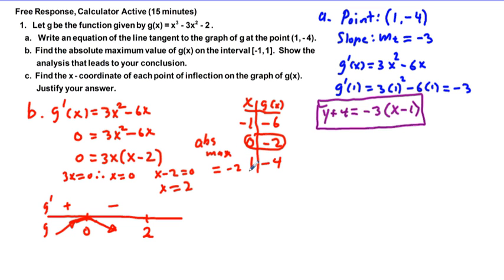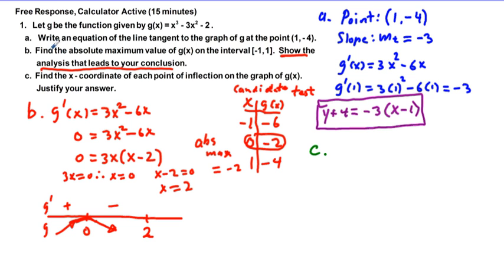And as far as justifying, showing the analysis, the only thing I'm going to label this is candidate test, which qualifies as analysis that leads to a conclusion. Now lastly, we're going to find the x-coordinate of each point of inflection on the graph of f of x, and to do that we're going to take what we call the second derivative of this function. So I'm going to work part C over here to the right. I think we have enough room here.